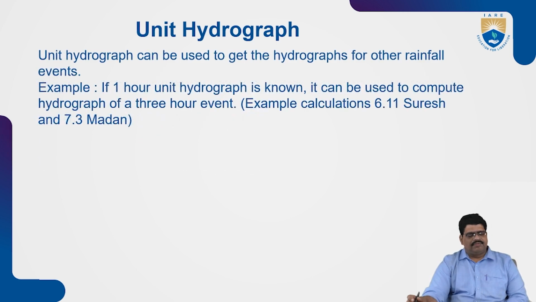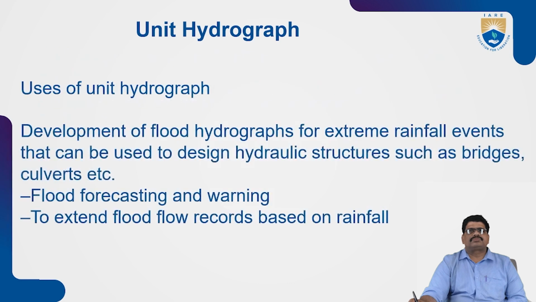Then, where can the unit hydrograph be used? The unit hydrograph is used to get the hydrograph for other rainfall events. For example, if a 1 hour unit hydrograph is taken, it can be used to get the complete hydrograph for a 3 hour event. That's why you have to do an example calculation. Next, the uses of the unit hydrograph. Next, the development of the flood hydrograph.